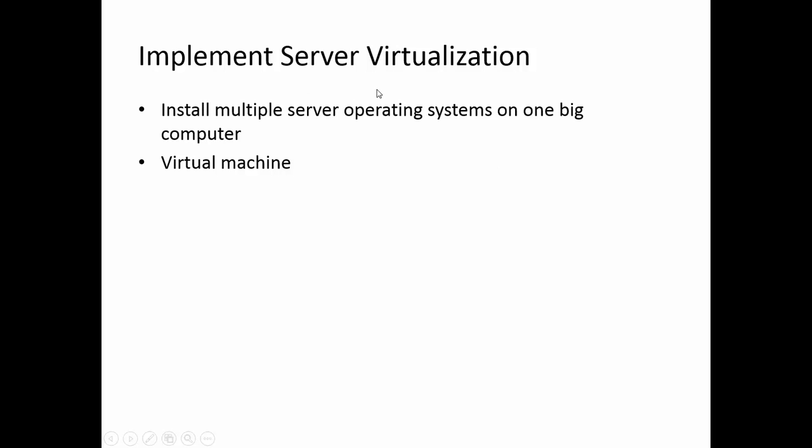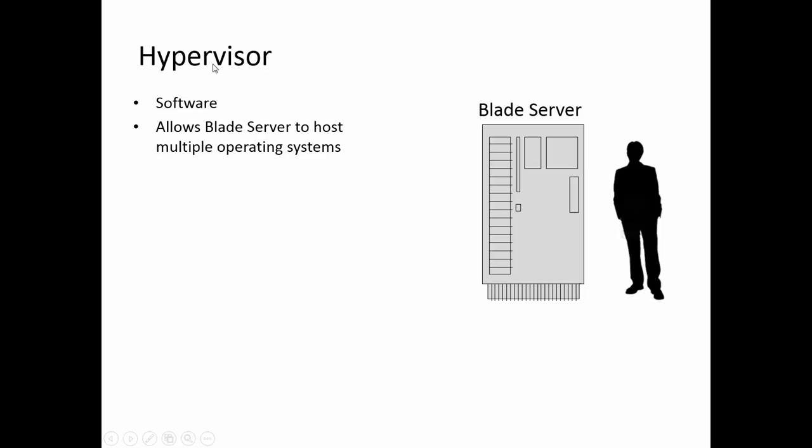So to implement server virtualization, what that means is you install multiple server operating systems on one big blade server. And each server operating system is called a virtual machine. The hypervisor is the software that allows the blade server to run multiple operating systems simultaneously. VMware, which is the leader in virtualization, makes the ESXi hypervisor, and that's what we teach here at CCBC. And Microsoft has a hypervisor as well, and they call it Hyper-V.